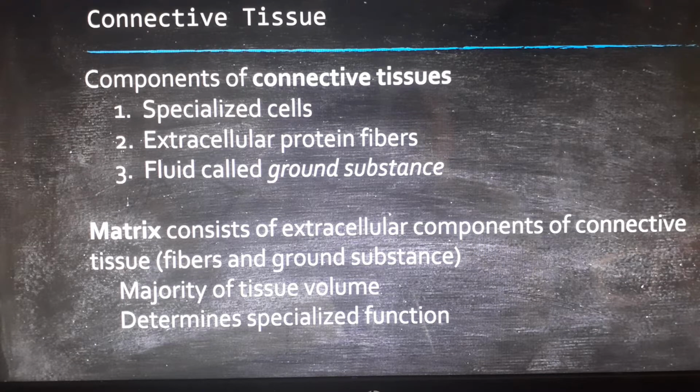Okay, now if we take the cells out of the picture, the things that the cells make that are extracellular become the most important part of this tissue, and it's called the matrix. So we take the ground substance and the protein fibers, and that's what gives us our matrix. And that's the difference from one connective tissue to another, because they work very, very differently. And so most of these tissues have more matrix than they do cells.